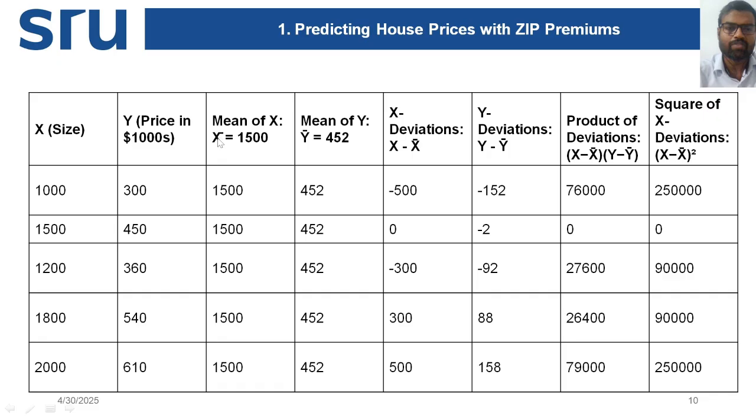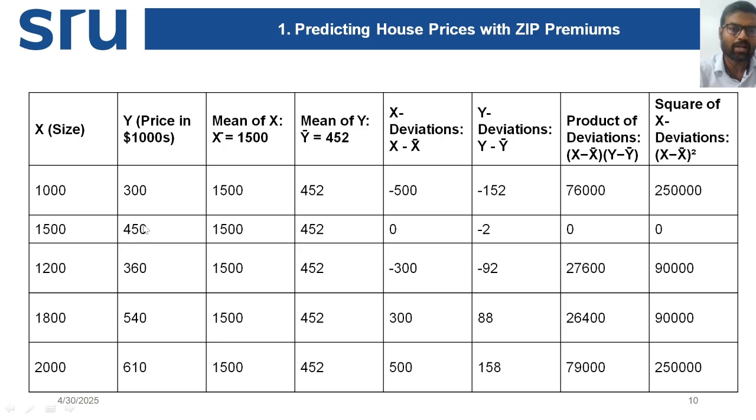So after that, mean of x. What is the mean of x? Where is the x? This one, right? This one, x size. So you're going to find the sum of the observations divided by the number of observations. One, 2, 3, 4, 5. If we do this, 1500 for each row, it is always 1500, right? Sum of x is 1500. That's why I wrote all this. Then mean of y, right? How many observations in total?